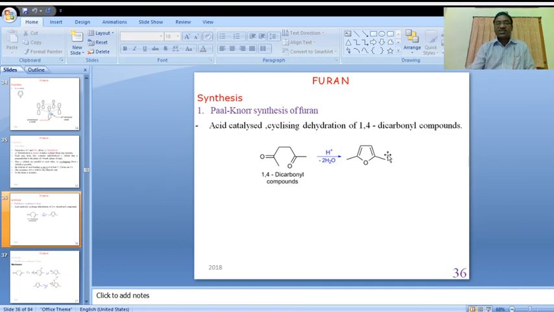But here in this structure, please observe, on the second position and fifth position, we are representing an alkyl group, here methyl. It is a substituted furan, not a normal furan. Substituted furan we are getting. Is it clear, all of you?